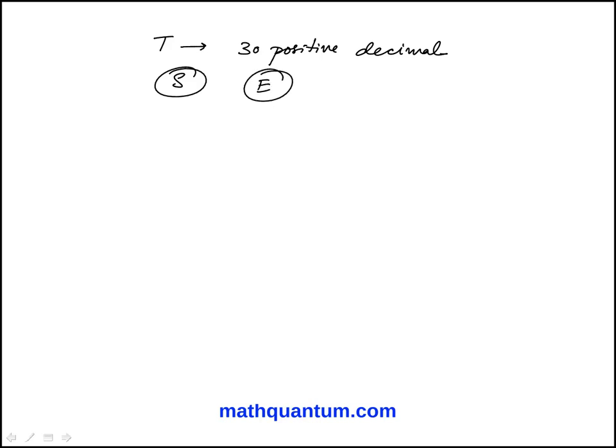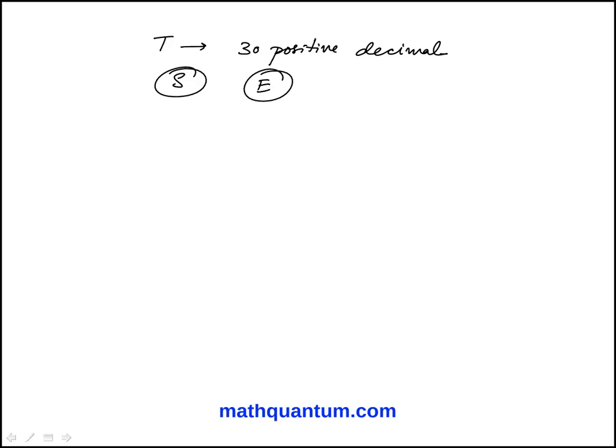In this difficult problem, we're given that a list T consists of 30 positive decimals, and none of them are integers. And the sum of these decimals is S. And then they give us this estimated sum where they tell you exactly how to change those decimals.